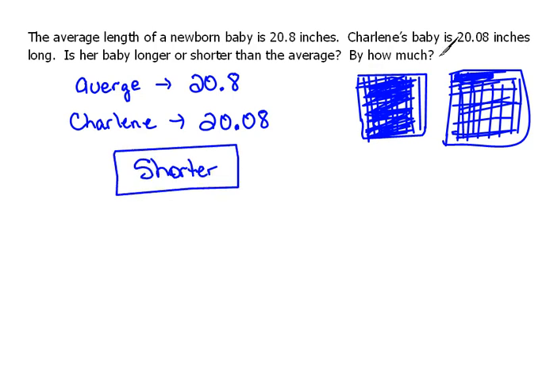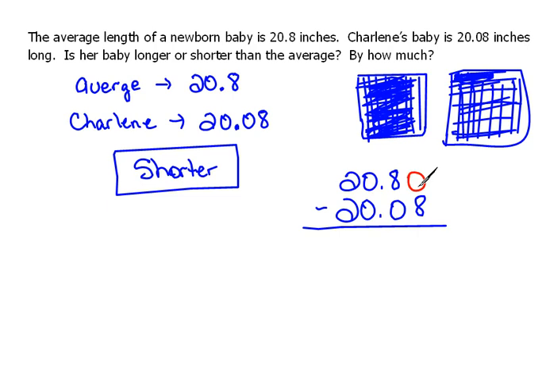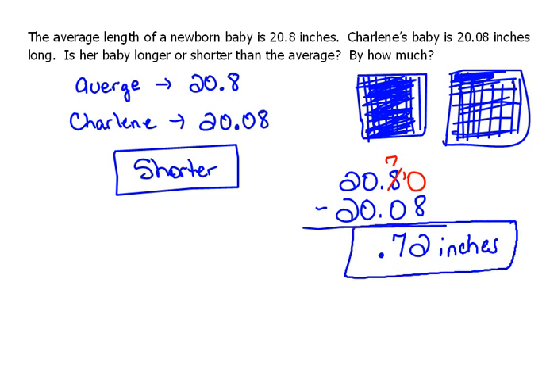Then it says by how much. Well, in order to figure out by how much, we could just do the subtraction. So if average is 20.8 and hers is 20.08, we can literally do that subtraction there. Now I'm going to put a 0 placeholder in here so that we can see that subtraction. I can't take 8 from 0, so I'm going to have to borrow. So now 10 minus 8 would be 2. 7 minus 0 would be 7. Line up that decimal. 20 minus 20 is nothing. So it looks like her baby is shorter by 0.72 inch.